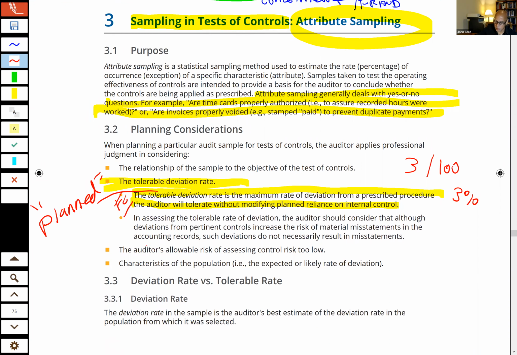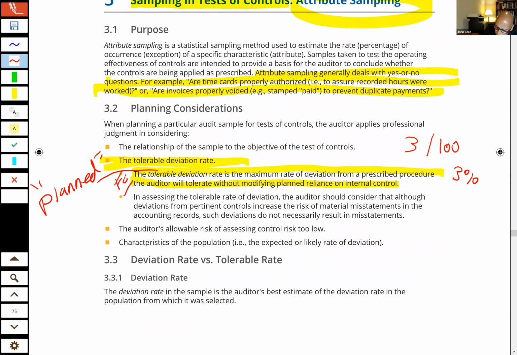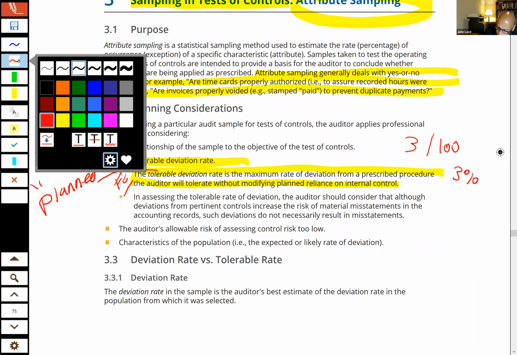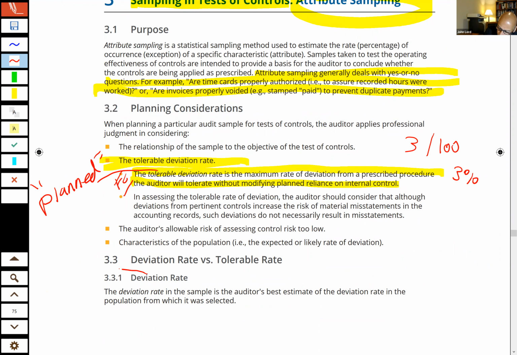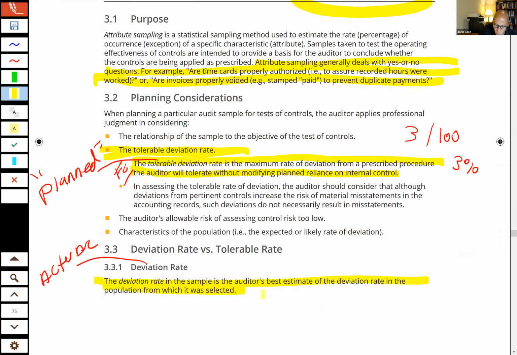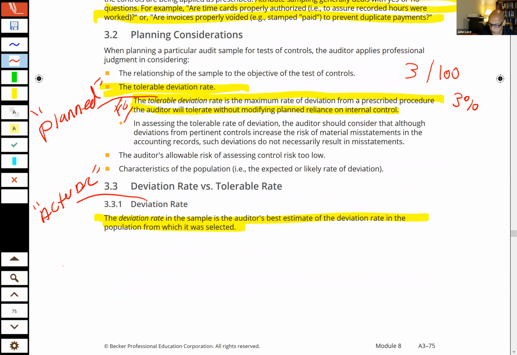And it's a little annoying because they say deviation rate versus tolerable rate, and then they never compare them. Okay. But you come over, and for our purposes, I want you to put the word actual deviation rate. Okay. And the deviation rate is the auditor's estimate of the deviation rate of the entire population from which the sample was selected. And again, I'm putting quotes on that because they don't call it actual, they call it tolerable deviation rate. And then they just call it deviation rate, but that means the actual.